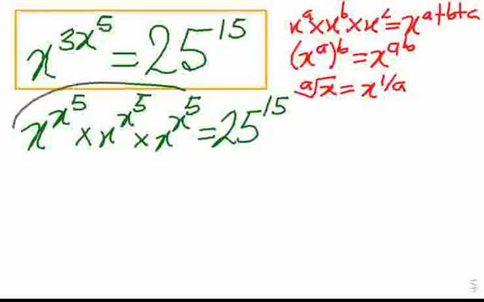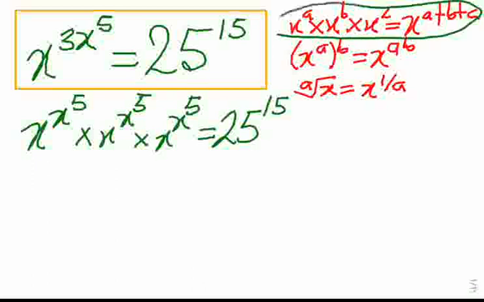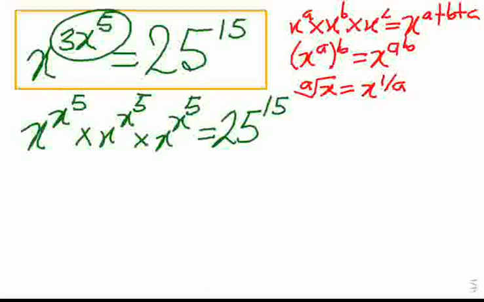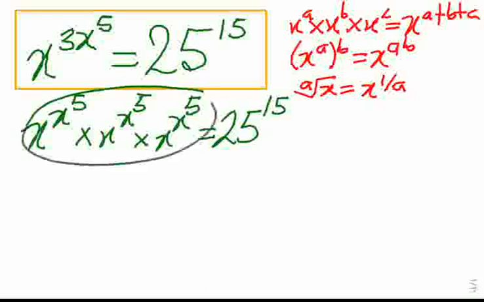Now, why did I split this into 3? You can see this rule of indices: x raised to power a multiplied by x raised to power b multiplied by x raised to power c is equal to x raised to power a plus b plus c. If you add these powers together, x raised to power 5 plus x raised to power 5 plus x raised to power 5 is the same thing as what? 3x raised to power 5. So the first thing I have done here is to split this expression into 3.